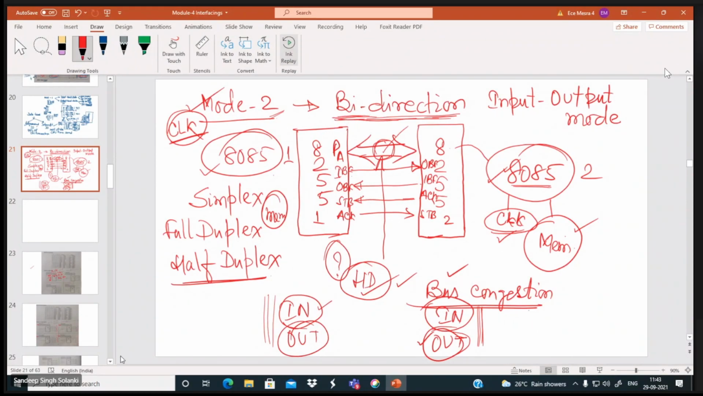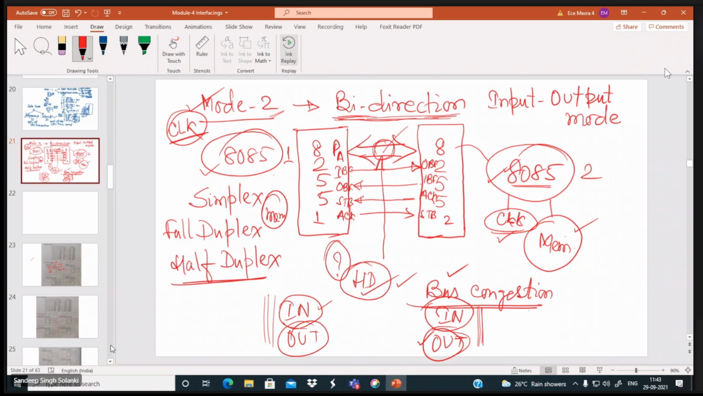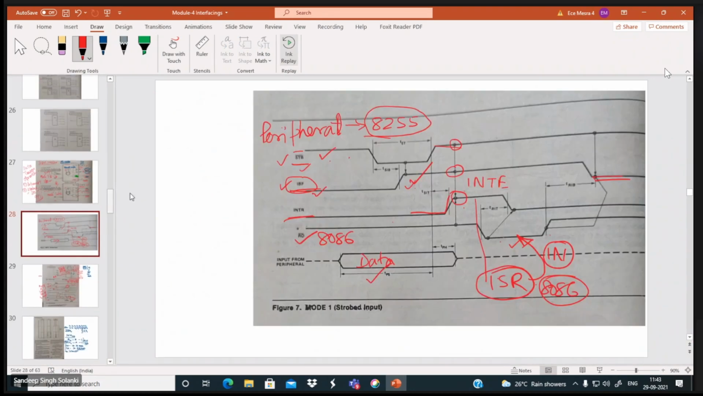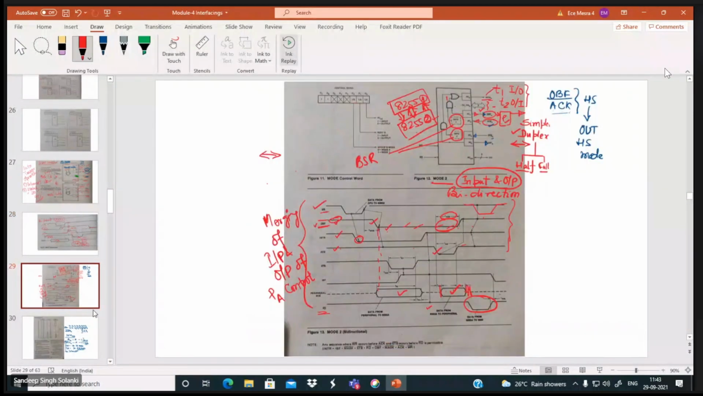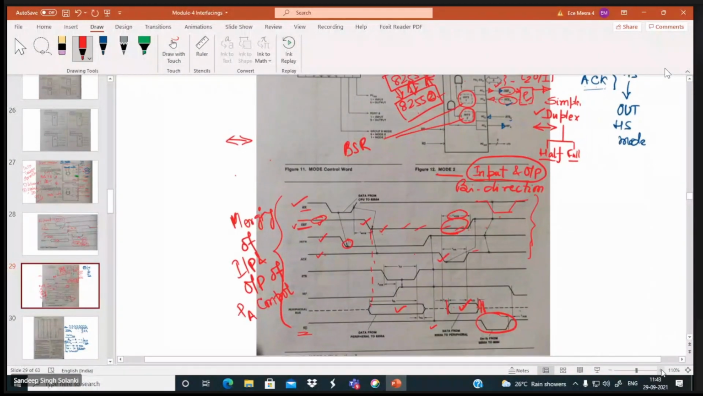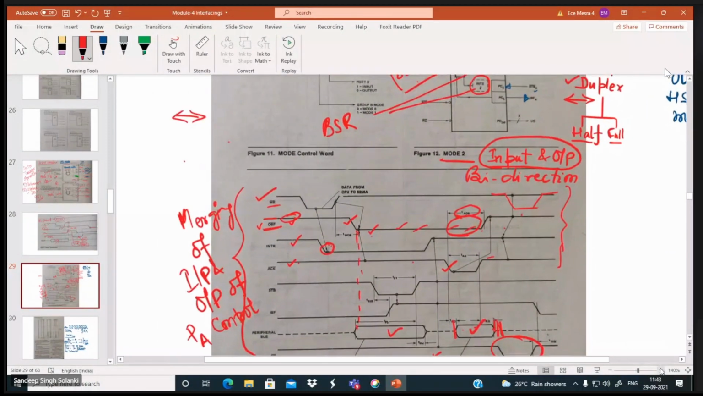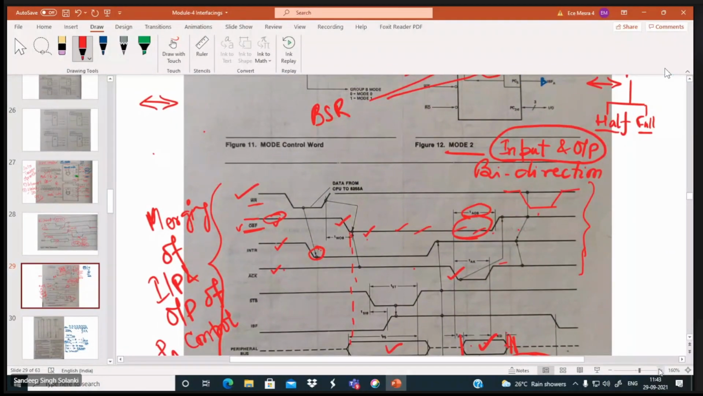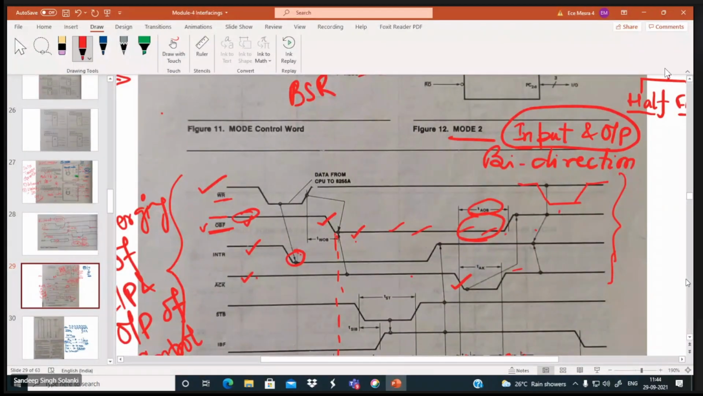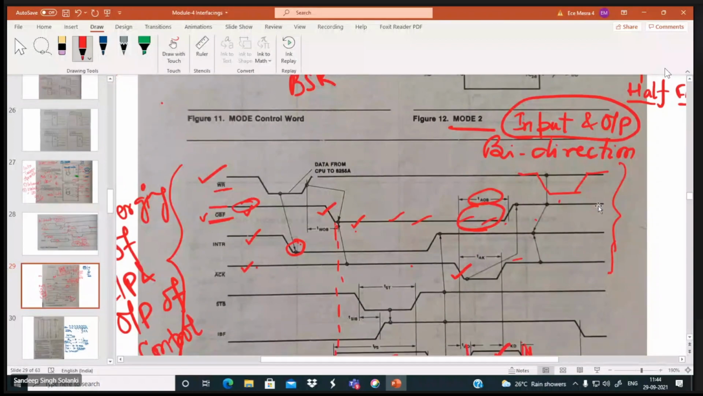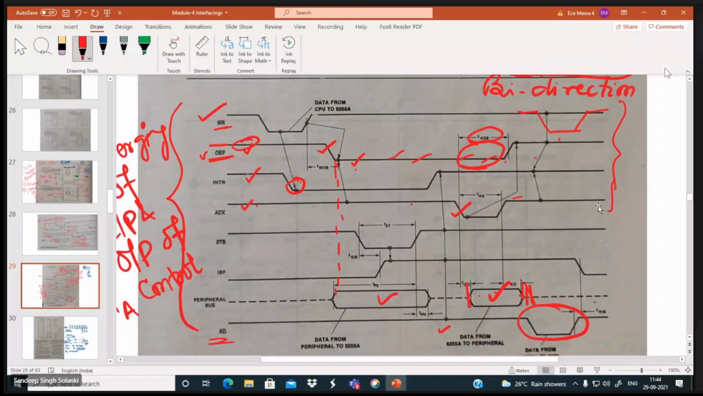And if you want to see the timing diagram, then please recall the timing diagram of mode 1 and mode 2. So see here mode 2. I'll just enlarge. See the timing diagram of mode 2. It will give you a more clear picture about that. So here, in this timing diagram, please follow this.